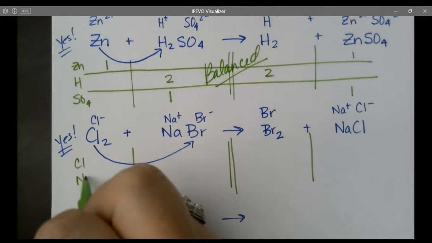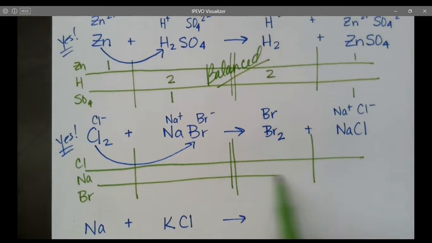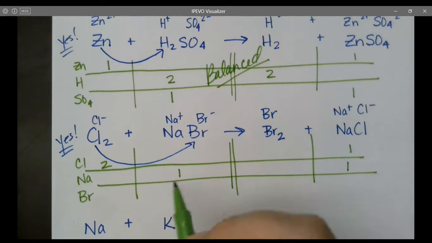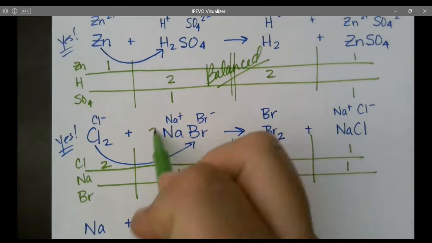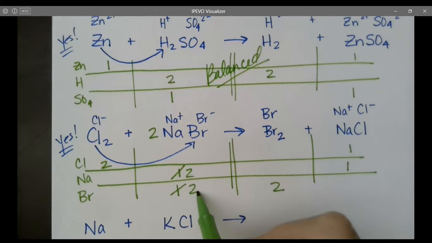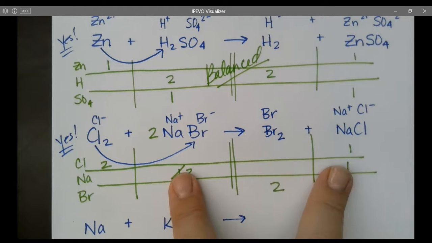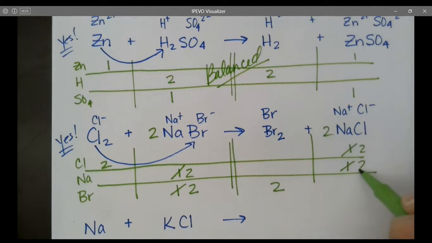Okay, I've got chlorine, I've got sodium, I've got bromine. And I'm just going to do a quick count. 2 chlorine, 1 chlorine, 1 sodium, 1 sodium, 1 bromine, 2 bromine. So I'm going to say, well, these 2 need to balance. I'm going to put a 2 over here. Okay, and that balances the bromines, but the sodiums are not balanced and the chlorines are not balanced. So I'm going to put a 2 over here. And these are now balanced, and I'm good.